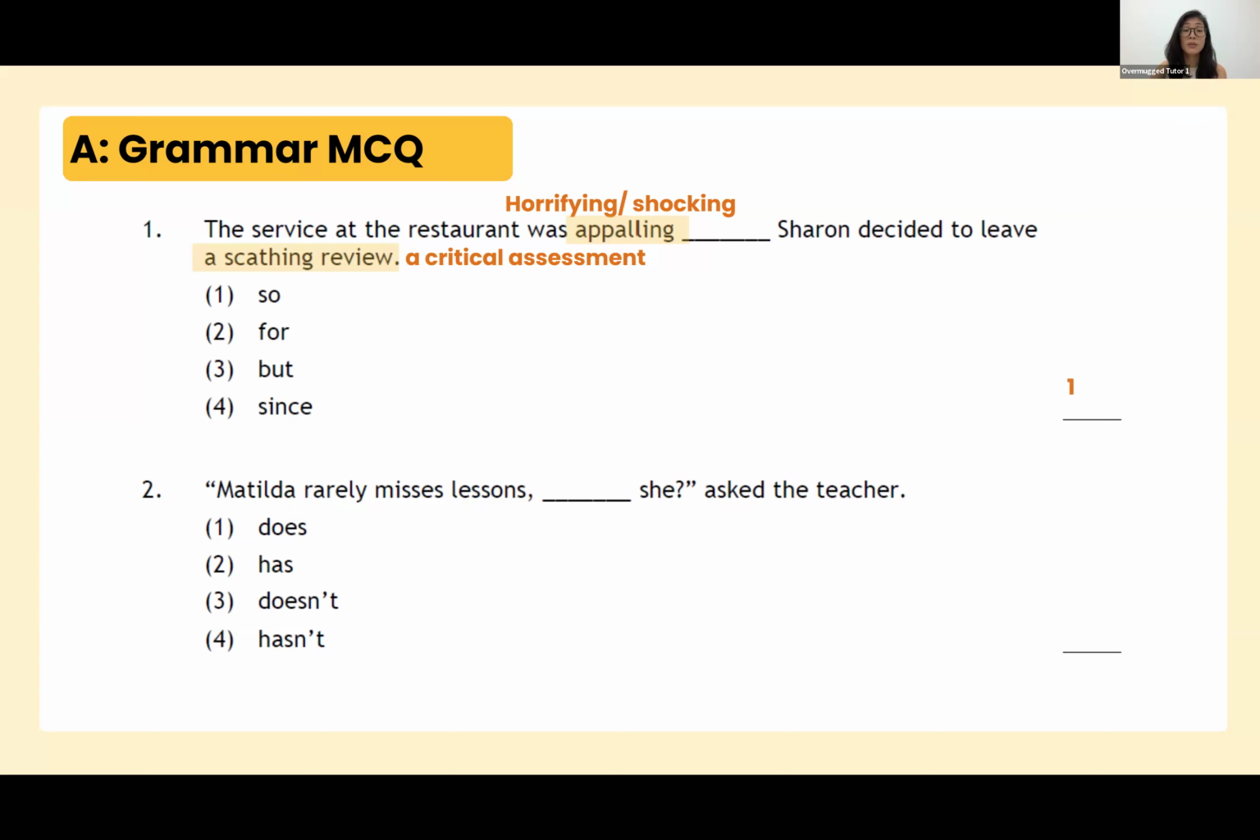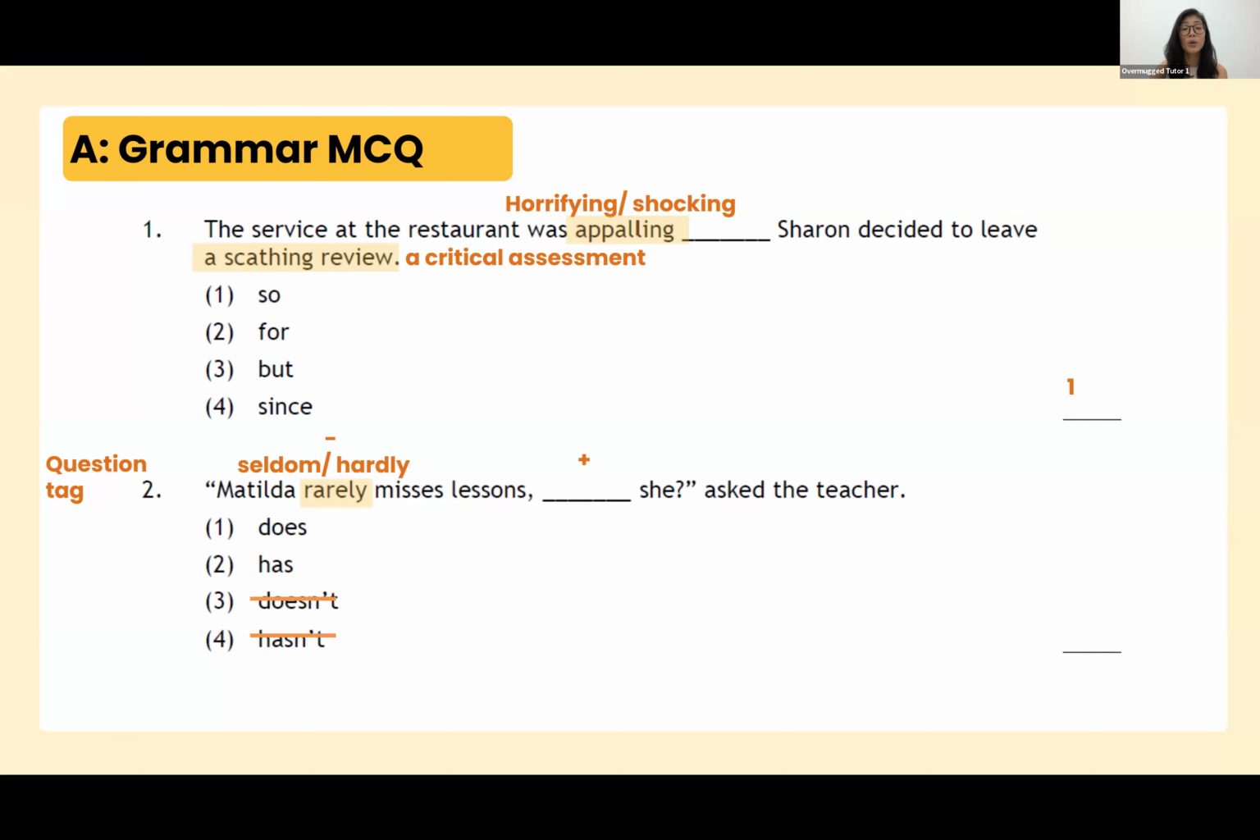So, question 2. Matilda rarely misses lessons, blank she, asked the teacher. Now, this is a question tag question. Okay, so usually what happens is you have 2 segments of the question. On the first half, it's either a positive or negative question statement, and then the question tag will have to be the corresponding opposite. So in this case, rarely is a question tag that is negative. Commonly tested would be other words like seldom or hardly. Now, because this is a negative question tag, the blank that I'm looking for has to be a positive one, which means that options 3 and 4 are definitely out.